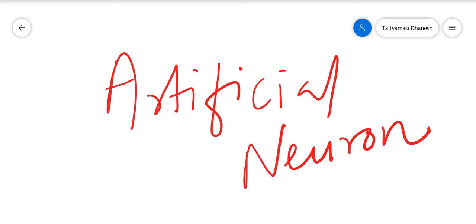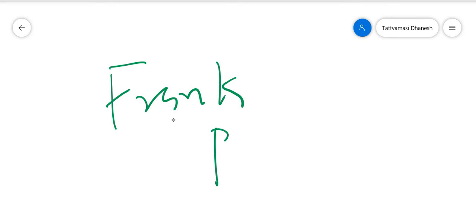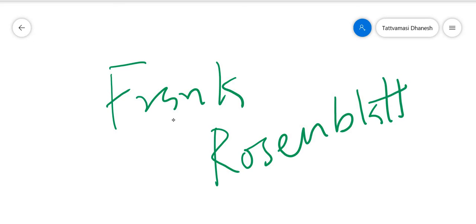A perceptron is a neural network unit or an artificial neuron that does certain computation to detect features in the input data. That's what a perceptron does. The perceptron was introduced by Frank Rosenblatt in 1957. I don't know if the pronunciation is correct or not. Frank Rosenblatt is the scientist who introduced the perceptron in 1957.